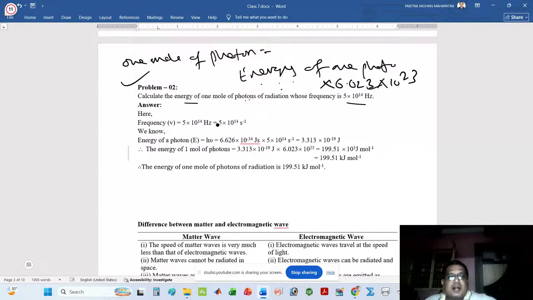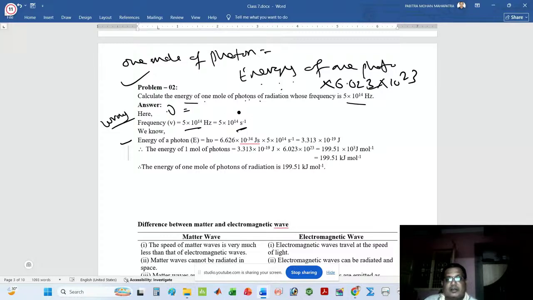So our target is first to find the energy of one photon. Before going to calculate the energy of one photon, remember the given data. Calculate the energy of one mole of photon of radiation whose frequency is given, that is your nu. So here I can write nu is equal to 5 into 10 to the power 14 hertz, equal to 5 into 10 to the power 14 second inverse. This is the frequency value given.